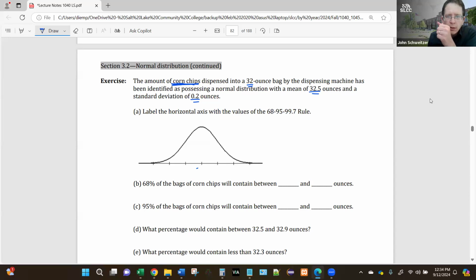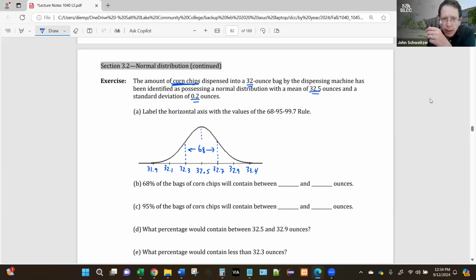So we're going to begin with the mean, which is 32.5, and then we add standard deviations from there. So that'll give us 32.7, 32.9, 33.1. Then we subtract 0.2. So that'll be 32.3, that'll be 32.1, that'll be 31.9. Okay, so what do we know about the first standard deviation in both directions? That'll pick us up 68%. So 68% of the data of the bags of chips will be between here.